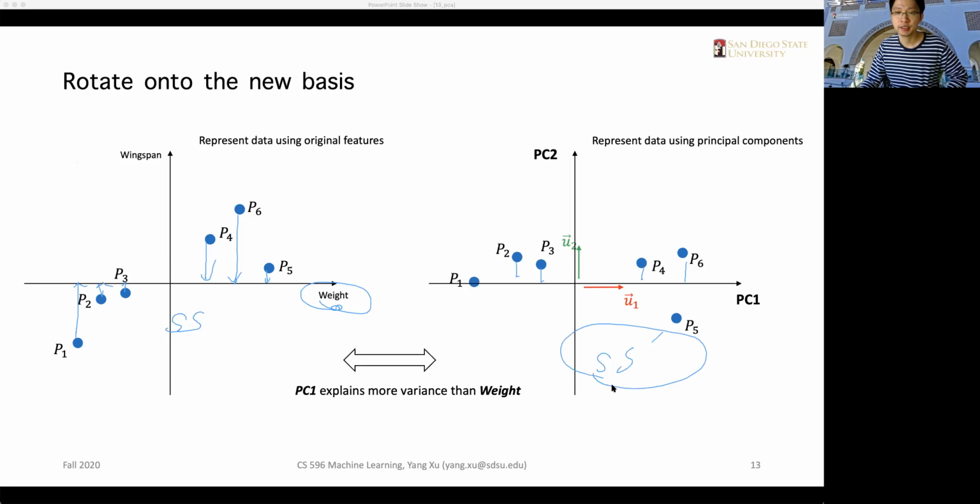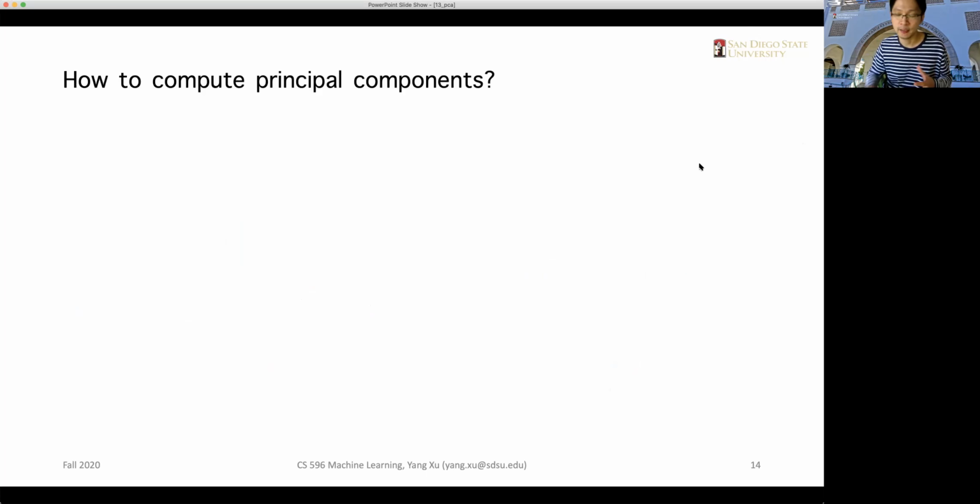so the total sum of squares here includes some parts of the variance along weight and also some parts along the variance of wingspan. So you can think of PC1 as a newly constructed feature other than weight and wingspan. PC1 is different from wingspan or weight, but it's a combined feature, a new feature that represents the data points. Okay.